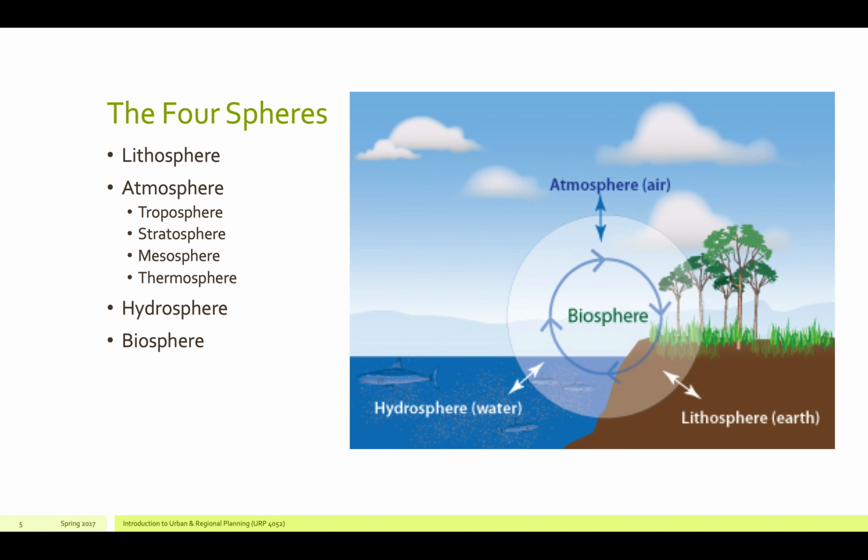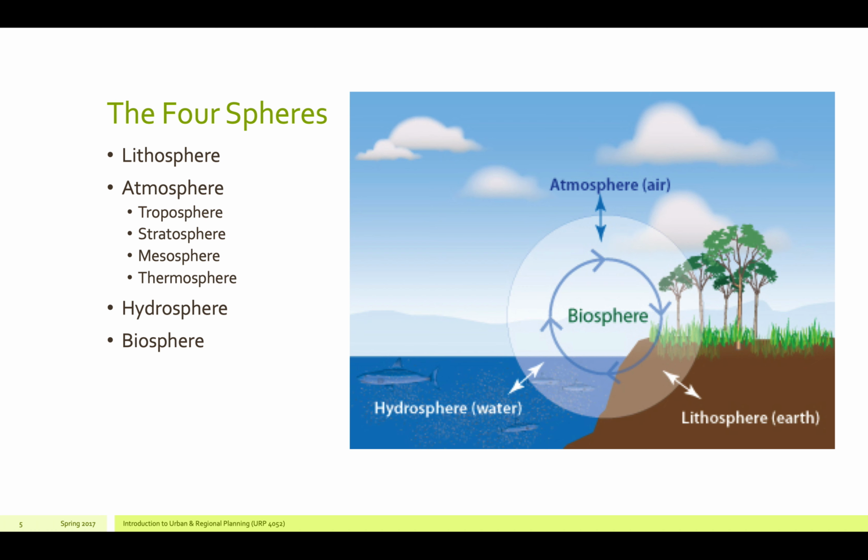So the Earth is divided into 4 interconnected geospheres. Now, all of these spheres play a major role in the overall system and the Earth. These are the lithosphere, the atmosphere, which includes the troposphere and the stratosphere, and then the hydrosphere and the biosphere. Now, these areas are very easy to distinguish just by their name.